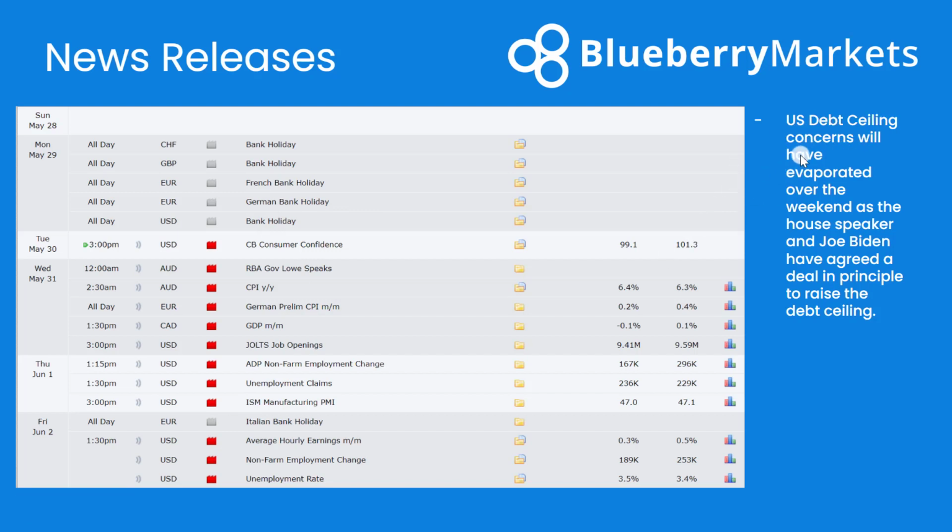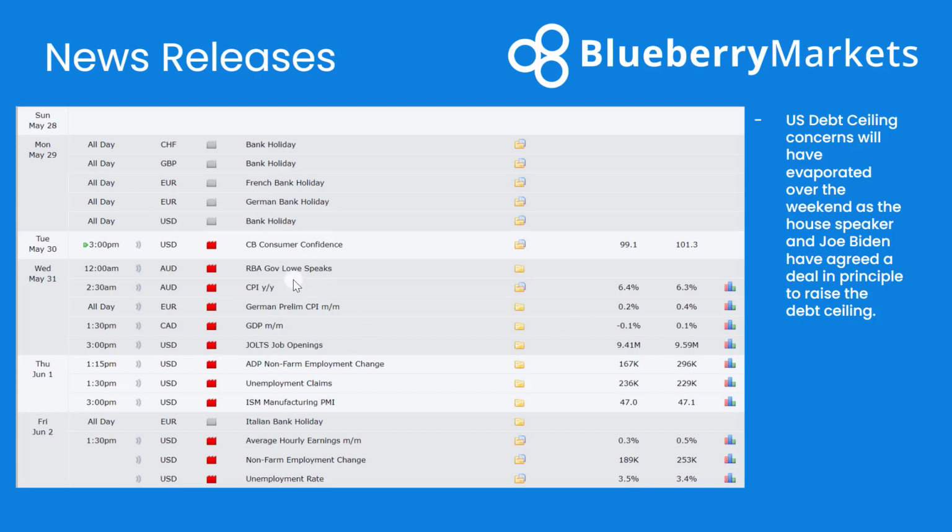The US debt ceiling concerns will have evaporated over this weekend, as the House Speaker and Joe Biden have agreed a deal in principle to raise the debt ceiling. There are still some things to work out here, but there has been an agreement in place now that the US debt ceiling will be raised before the June 1st deadline that Janet Yellen had announced.